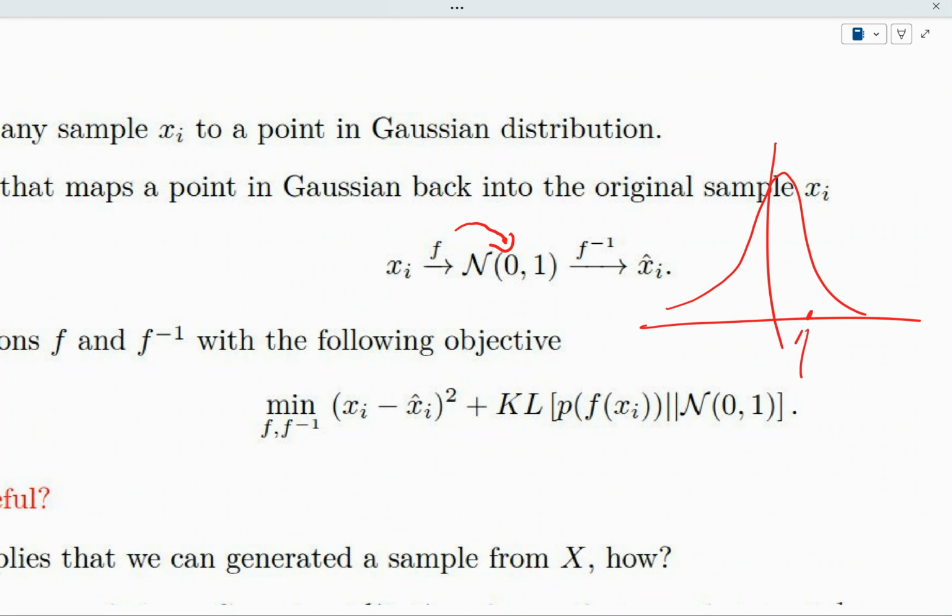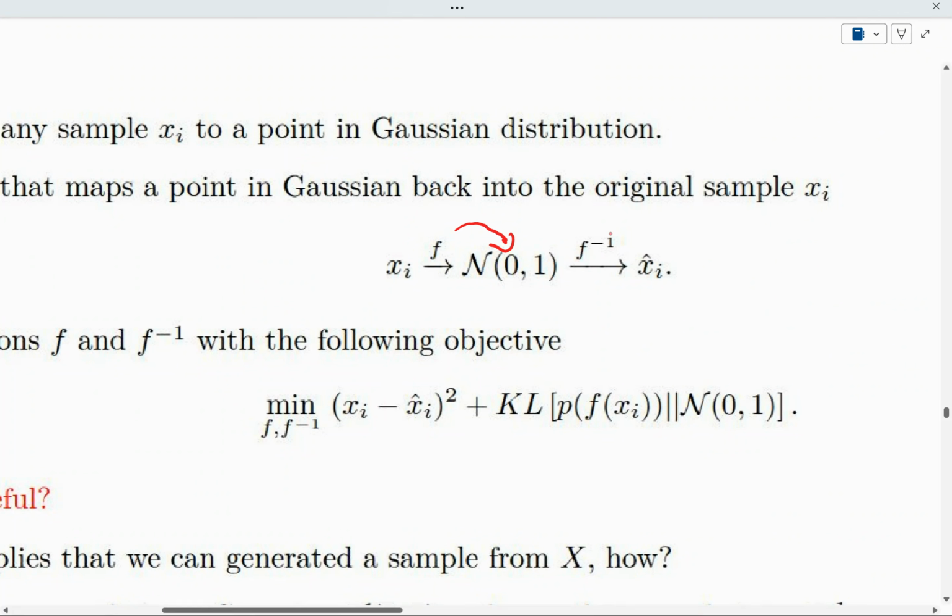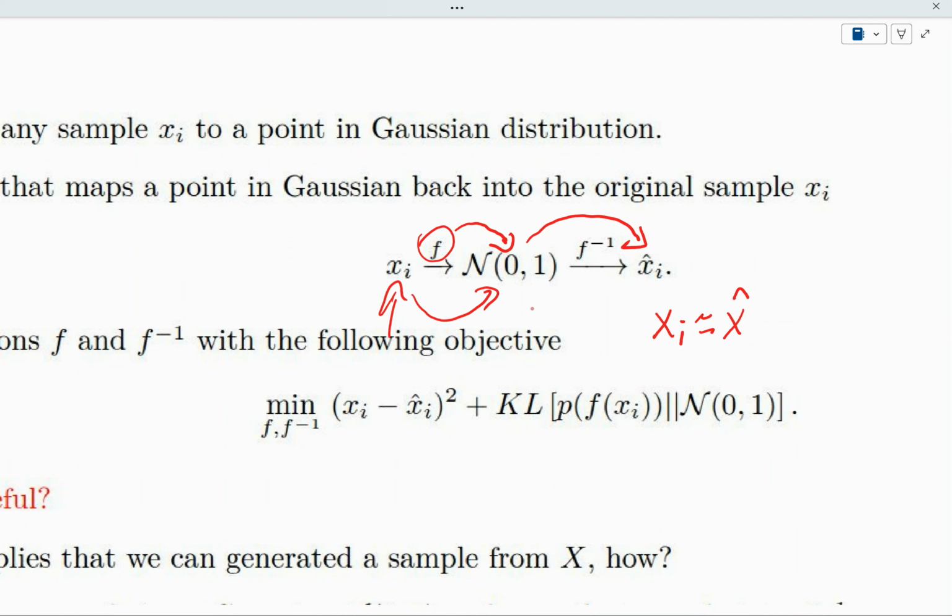And then from this point, we have an inverse function, f inverse, that maps it to the original. So ideally, x_i and x hat are very close to each other. They're approximately the same, ideally the same. So in this generative model, you have data and a function that maps it to a Gaussian and then maps it back. And how do we go about learning these functions?